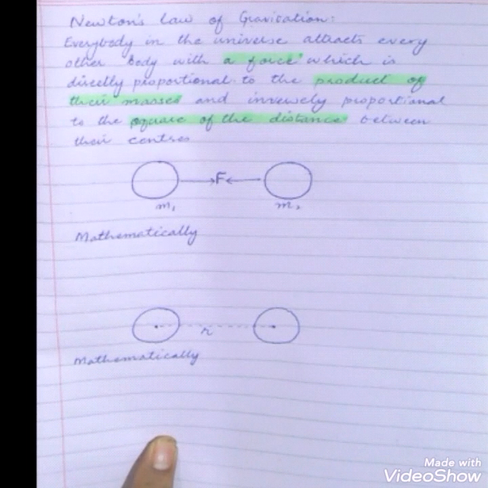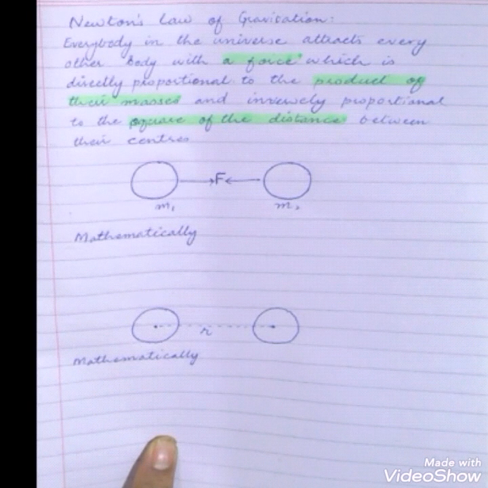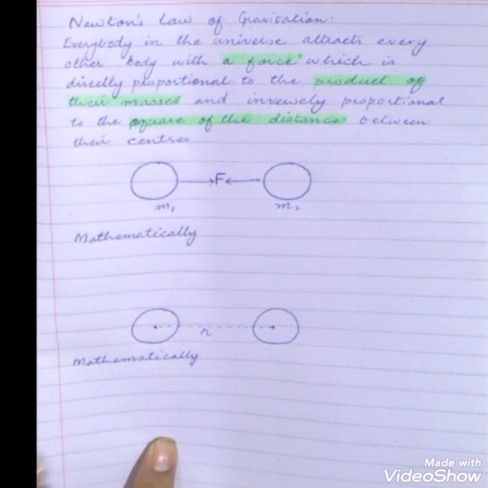Today I will tell you how to derive the equation F equals G m1 m2 upon r square. In order to derive this equation, we will take the help of Newton's law of gravitation. Newton's law of gravitation states that every body in this universe attracts every other body with a force which is directly proportional to the product of their masses and inversely proportional to the square of the distance between their centers. So Newton's law of gravitation can be divided into two parts.